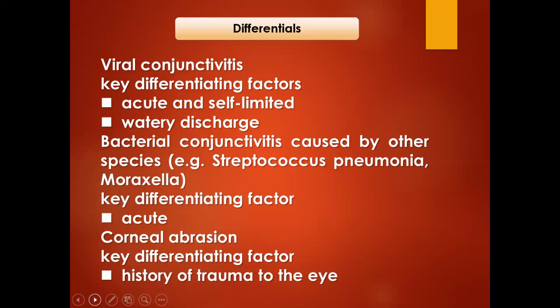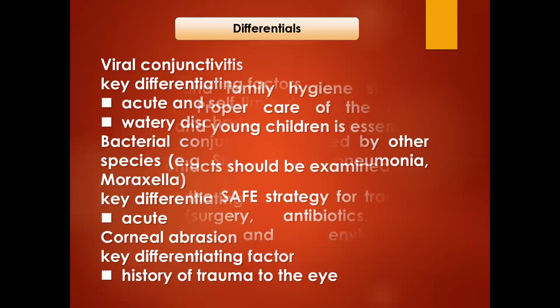Another condition that can present this way is corneal abrasion. That is when there is injury to the cornea. However, during the history taking, the patient might tell you that it's a result of trauma, something wounded them, or one thing or the other. So you now know that this is not trachoma, this is likely corneal abrasion.